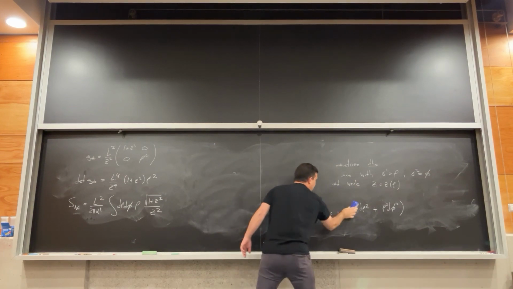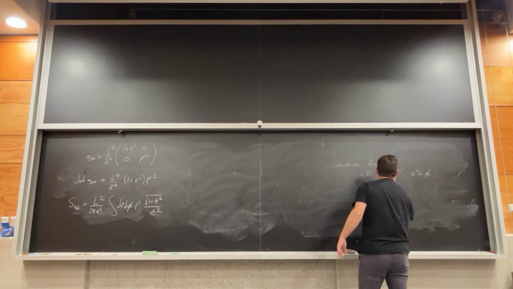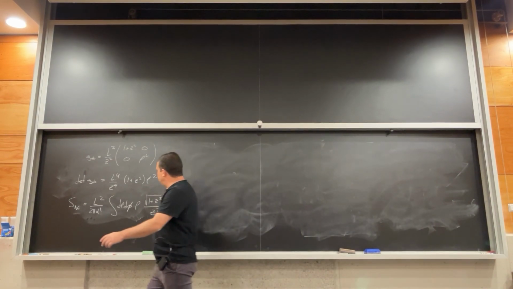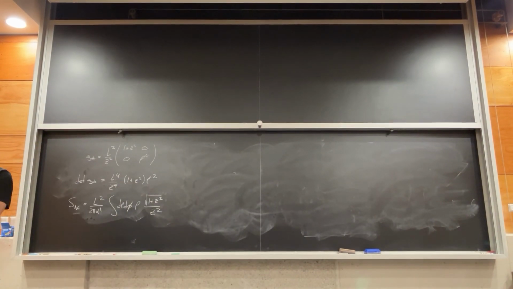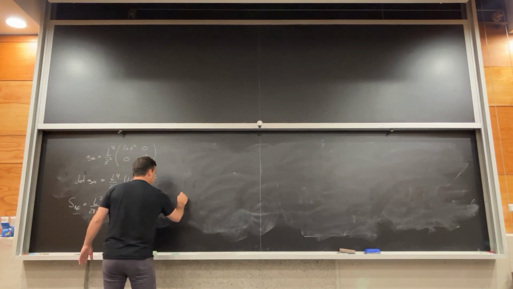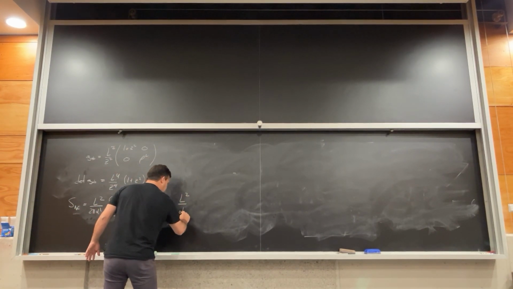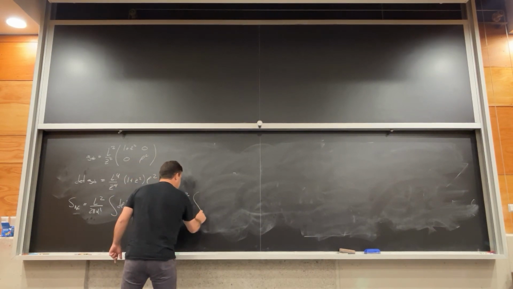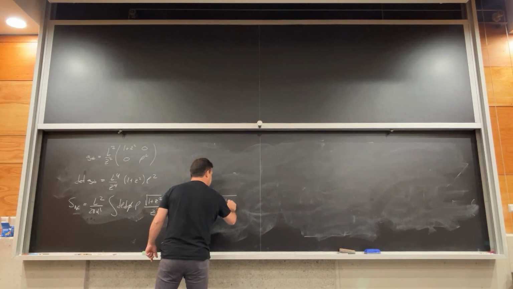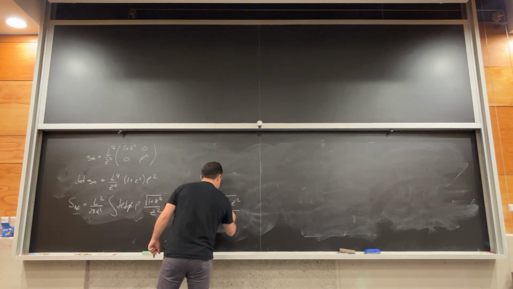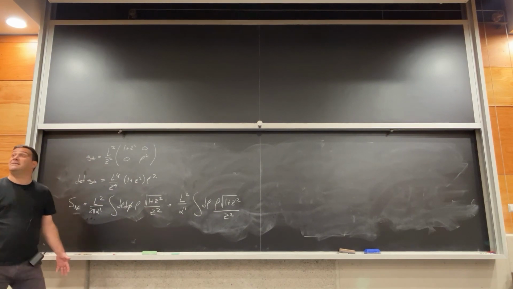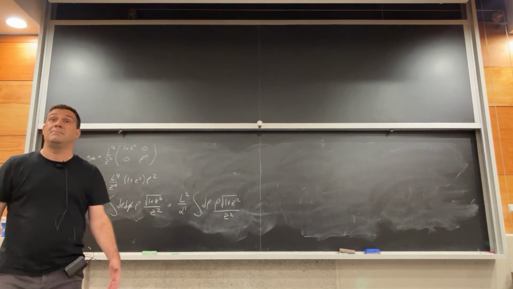Good. Now, notice that nothing depends on phi. So the integral over phi just gives you a factor of 2 pi. So this is just L squared over alpha prime, and then you get the integral over d rho of rho square root of 1 plus z prime squared divided by z squared. And now I need to minimize this action. Okay?